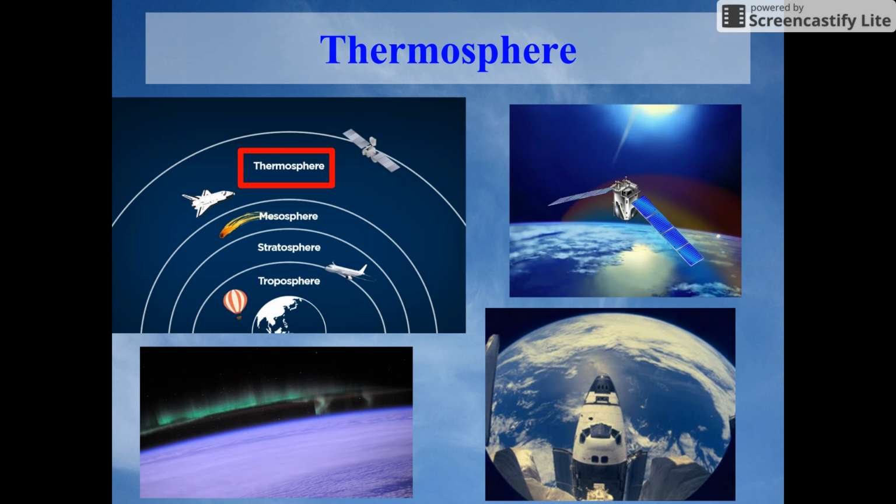This is also the layer where auroras occur. Auroras are charged particles from space that collide with atoms and molecules in the thermosphere, exciting them into higher states of energy. The atoms shed this excess energy by emitting photons of light, which we see as colorful aurora borealis, or the northern lights, and aurora australis, which are the southern lights.